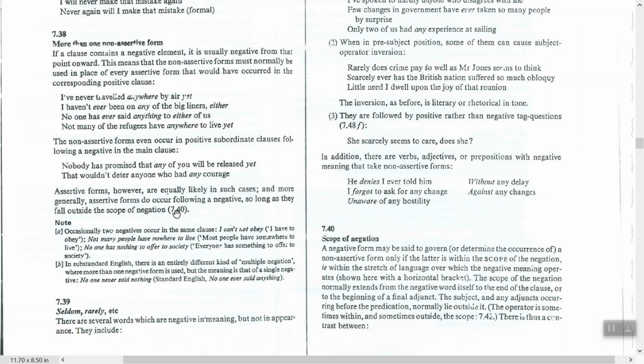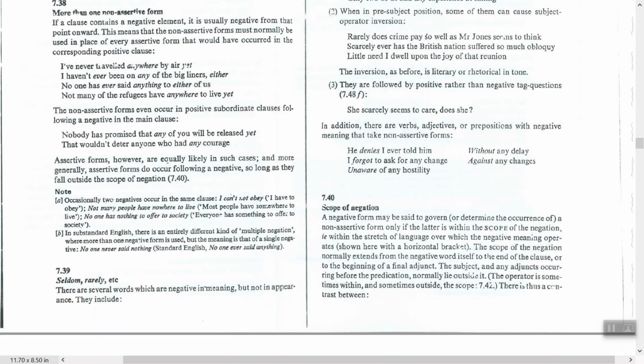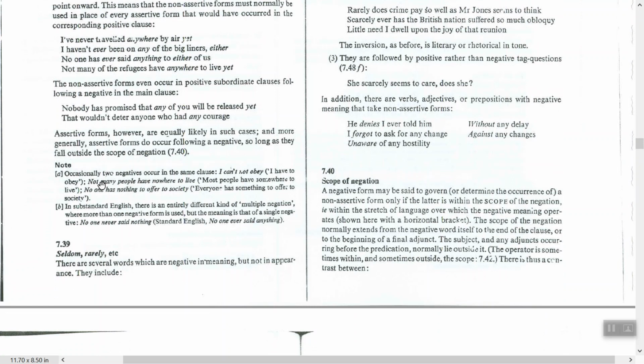We will talk about it on 740. Here we have a very important note. Occasionally two negatives occur in the same clause. Sometimes we can say I can't not obey. You see, this is something strange. Here we have two negatives.